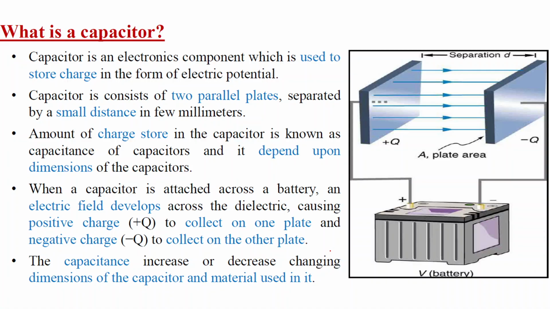Before supercapacitors, we need to know what a capacitor is. A capacitor is an electronic component which is used to store charge in the form of electrical potential. It consists of two plates, separated from each other by a distance d of a few millimeters. The amount of charge stored in the capacitor is known as the capacitance of the capacitor, and it depends on the dimensions of these electrodes, the amount of charge it can store.